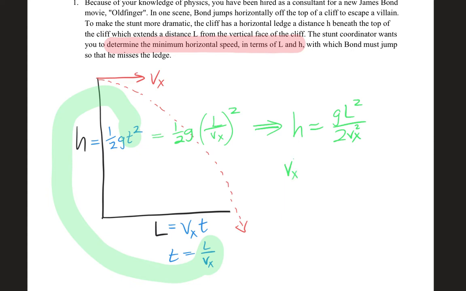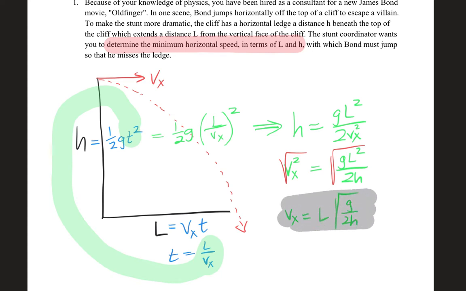So Vx squared is just gL squared over 2H, which means Vx would equal, and we take the square root of both sides. That L comes out since it's a squared thing, and you just have g over 2H. So right there, you have a function that answers the question. And so whatever spot the movie producers pick, we can know how fast James Bond needs to get running, or the stunt person, whatever.